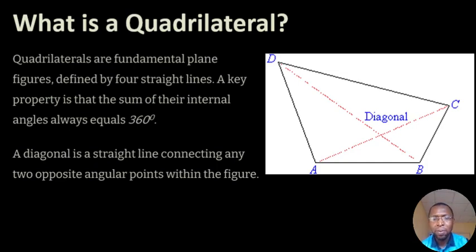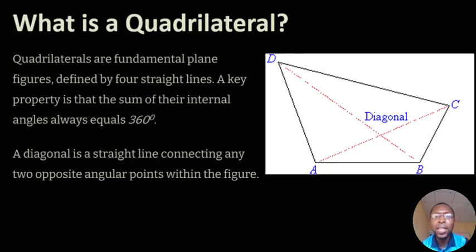What is a quadrilateral? Quadrilaterals are fundamental plane figures defined by four straight lines. So firstly, they are plane figures because they only have two dimensions, okay? And then they are defined by four straight lines. So when you see any shape with four straight lines, just know that that shape is an example of quadrilaterals.